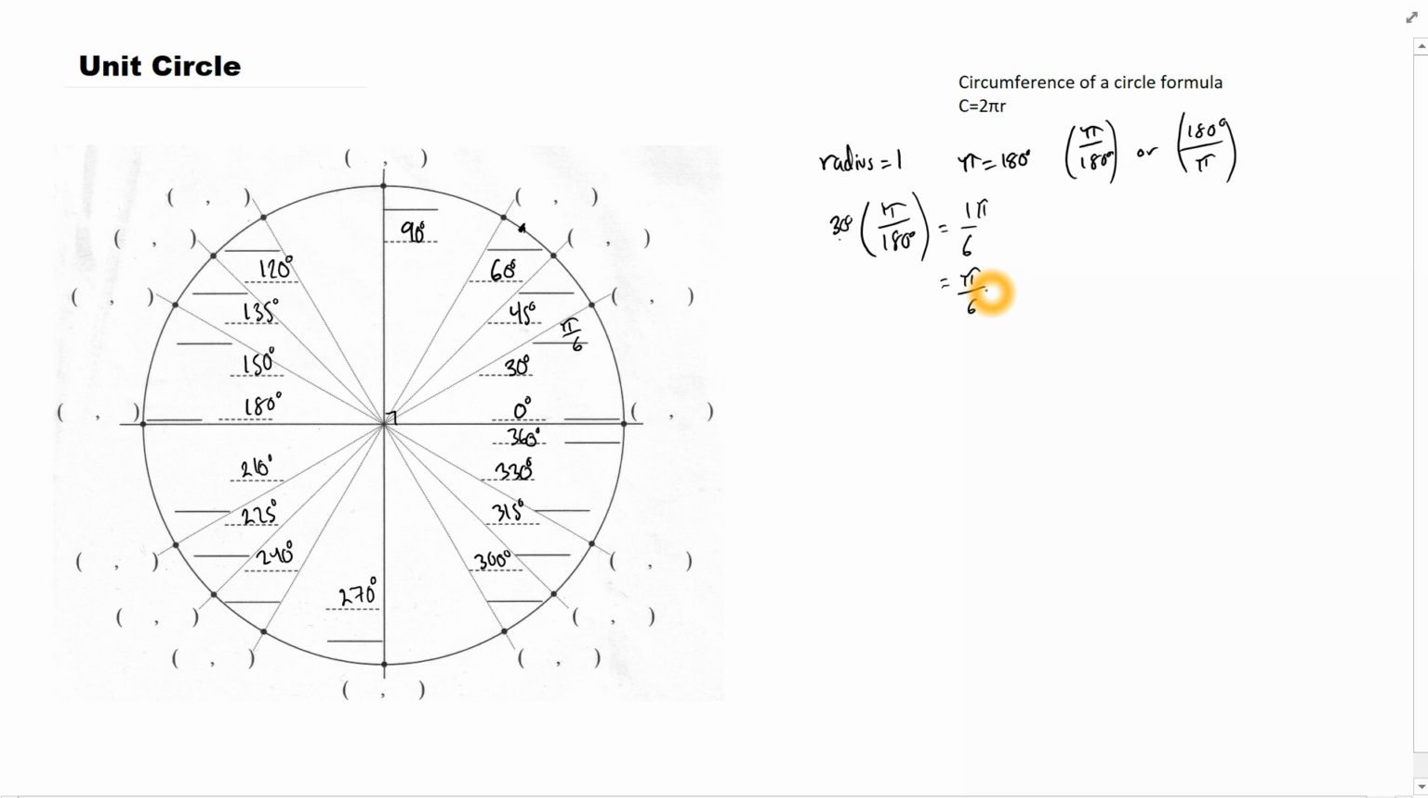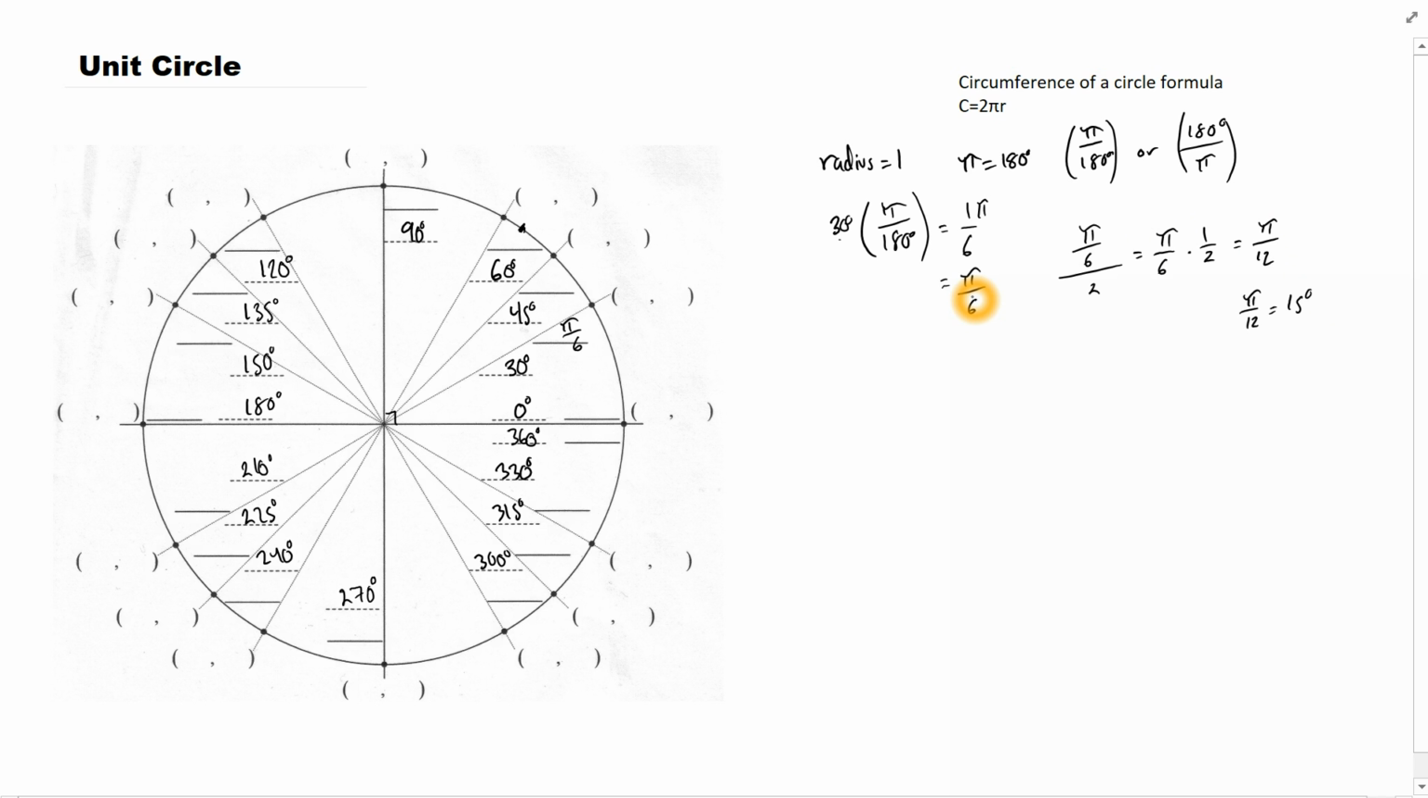Now we know that 30 degrees is equal to pi over 6, and if we divide 30 by 2, that gives us a 15-degree angle. So to get 15 degrees, we divide pi over 6 by 2, which is the same as pi over 6 times 1/2, and that gives us pi over 12, which is equal to 15 degrees.